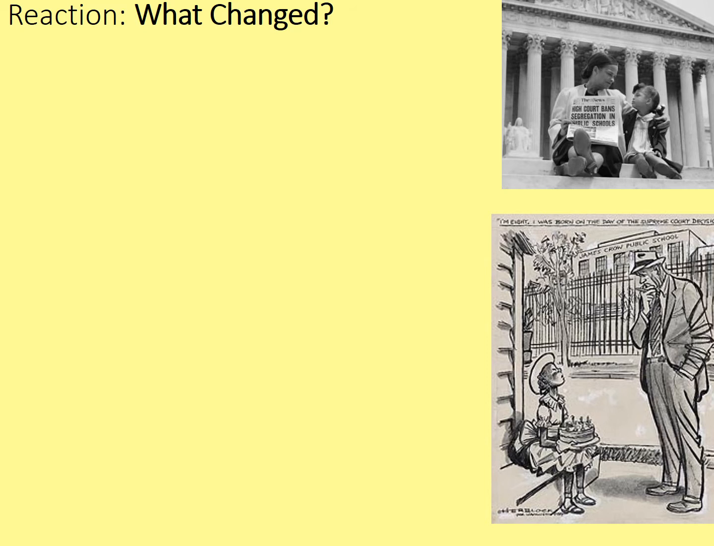And the little girl is saying with her birthday cake, "I'm 8 and I was born on the day of the Supreme Court decision." Hang on, if she's 8, what year would this cartoon be? Well, it was passed in when? 1954? 1954 plus 8? That would be 1962, wouldn't it? So surely this cartoon is arguing that even in 1962, segregation in schools was still going strong. Well, let's consider why that might be.